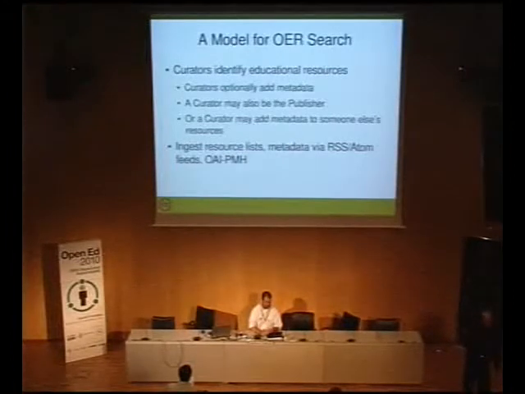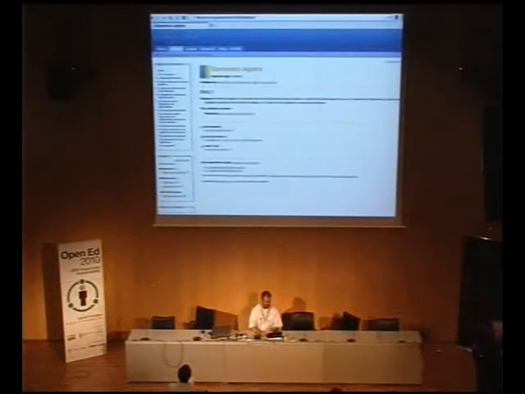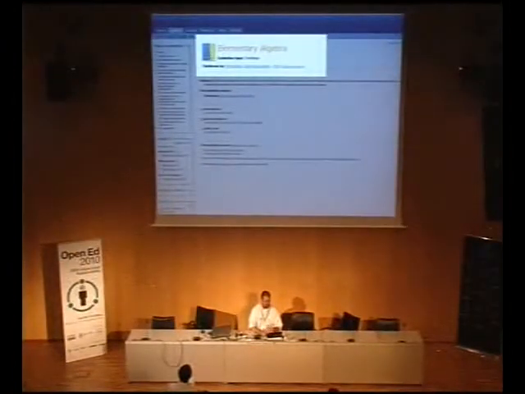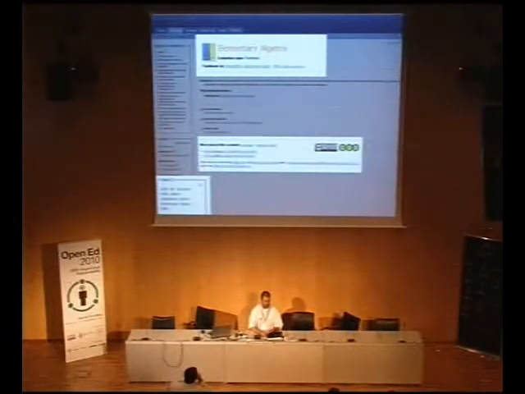An example of this would be a resource at Connections on elementary algebra. Connections publishes some linked data. They publish information about the title, what type of resource it is, and who created it. They publish tags and subject keywords, and they also publish license information about that particular resource. So this is all metadata that they're publishing about the things in their repository.